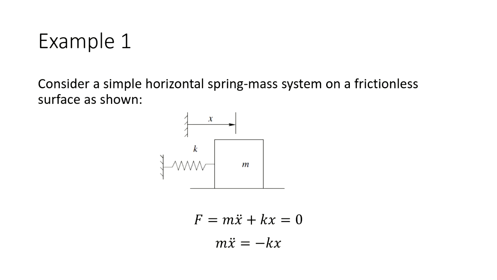Now consider this example. A horizontal spring mass system on a frictionless surface, so the friction is 0. Then we want to find the transfer function, right? So the force is the summation of two forces: the force due to the spring and Newton's force due to the movement along x. So that is mx double dot plus kx, or mx double dot is equal to minus kx. So this is a model for that.